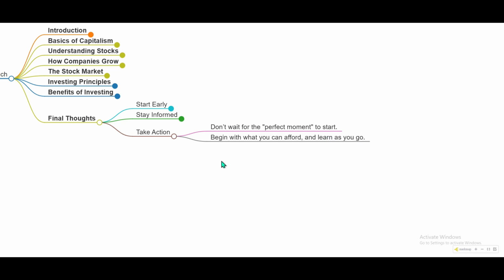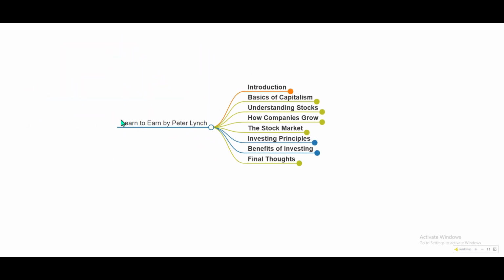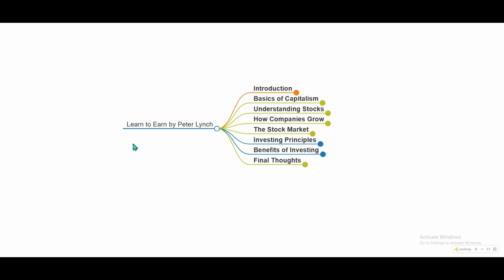First of all, you don't need to have much money, or big pockets, so that you can start investing. You can start from wherever you are. You can start with a very small amount also, but the more important thing is to start, so that the compounding can take over. Begin with what you can afford and learn as you go. So this was the summary of Learn to Earn by Peter Lynch, one of the best books.